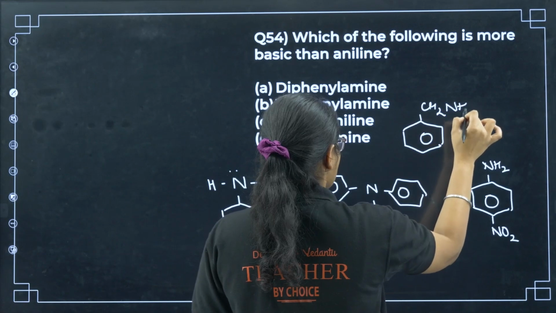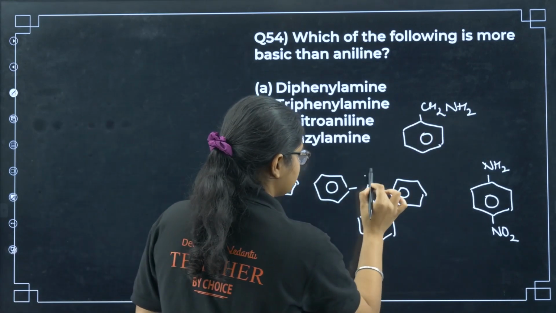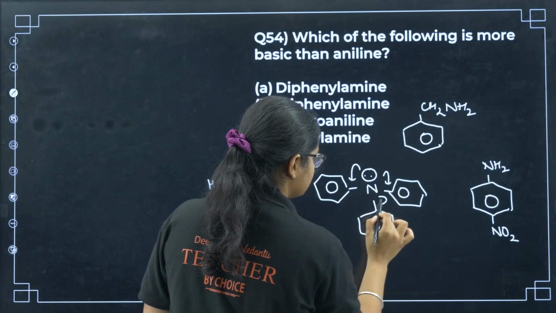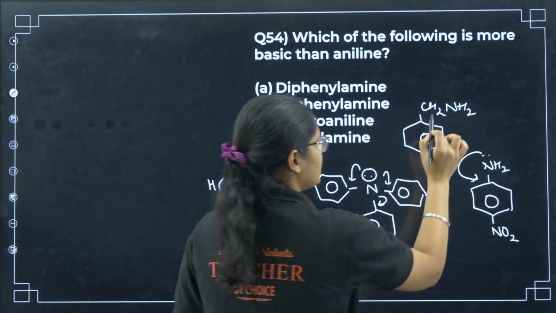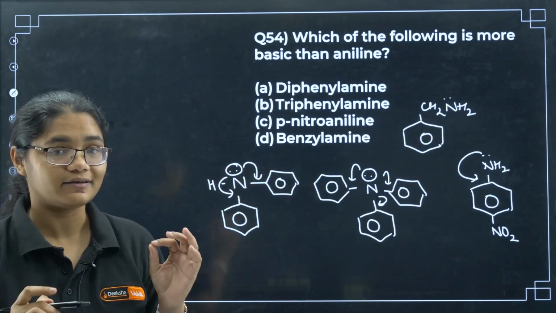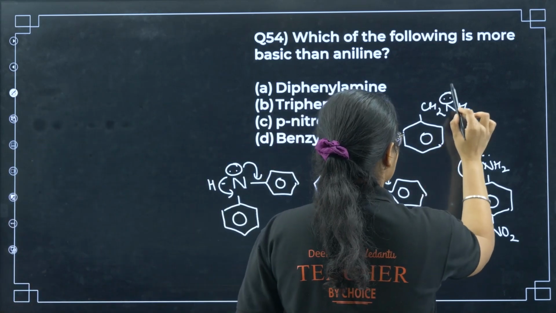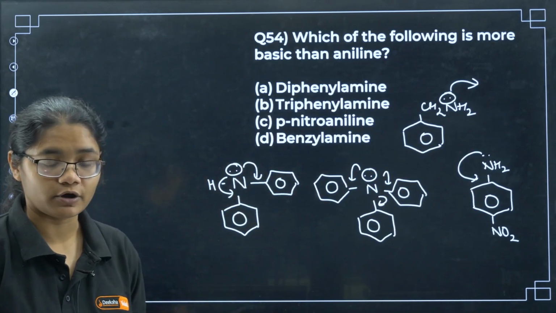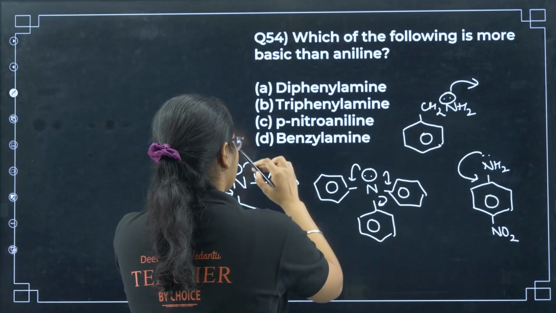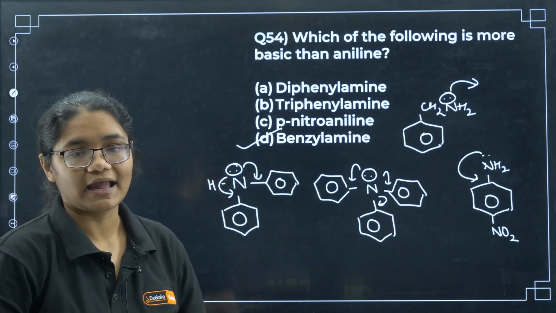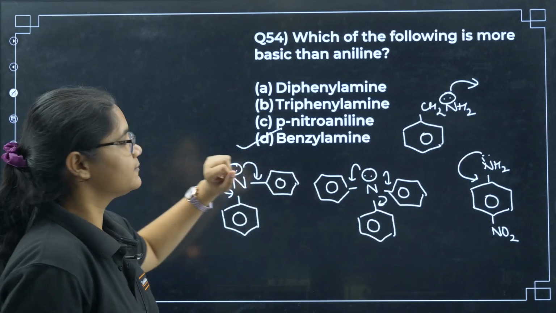Okay, now see, in all the structures here the nitrogen electron pair is involved in resonance, right? It is involved in resonance. Here also it is involved in resonance, right? But here the nitrogen is not involved in resonance, it is available for donation, right? So this N lone pair is available for donation, it is not involved in resonance. So I can say that benzylamine will be more basic than aniline, because in aniline the lone pair of nitrogen is involved in resonance.